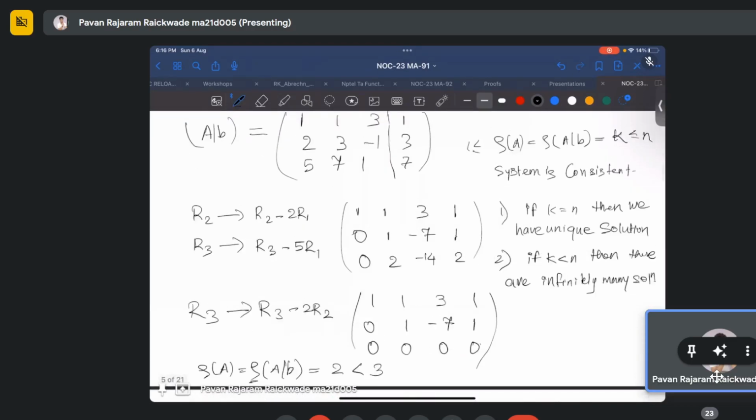But does anyone know why these two statements hold? Why is it the case that if rank of A is less than n, then we get infinitely many solutions? Does anyone know why? Or if you want, you can also write in the chat box that you want to know why this is the case. How do we get infinitely many solutions if K is strictly less than n?